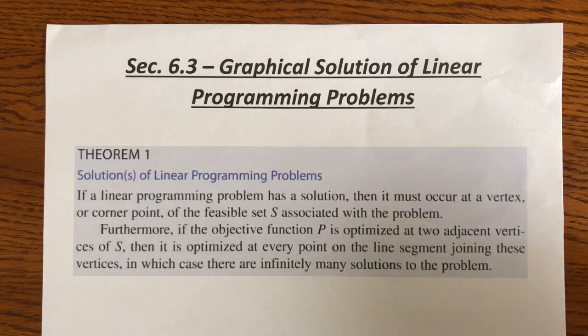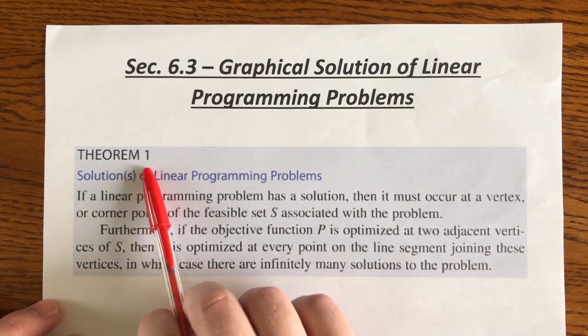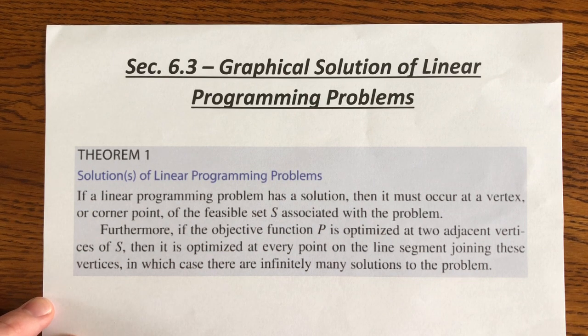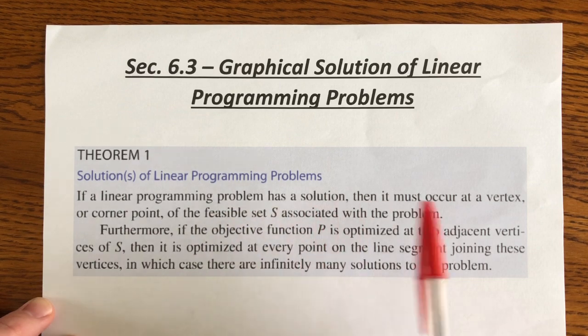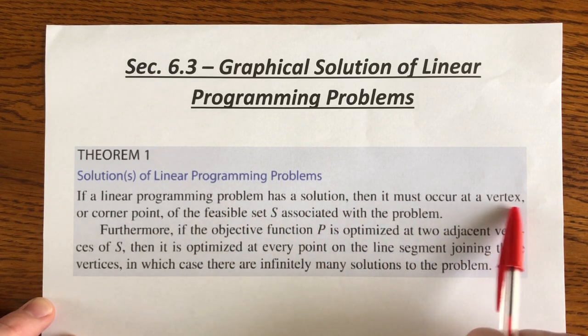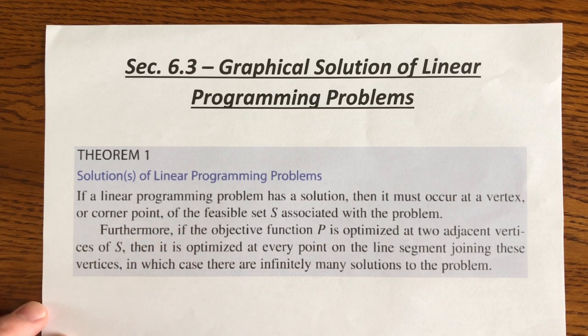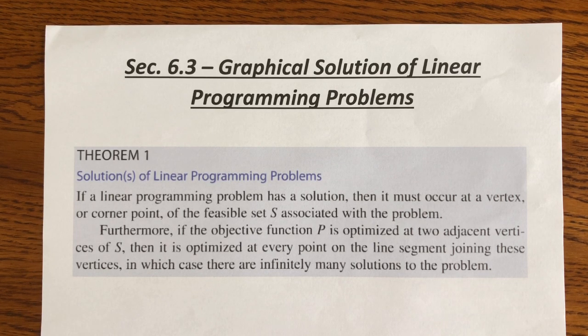Section 6.3, graphical solution of linear programming problems. Just want to highlight something here in the first theorem. Again, you should be looking at these notes. They are posted in the lessons section within Isidore. So theorem number one: if a linear programming problem has a solution, then it must occur at a vertex or corner point. We talked about that a little bit in section 6.1. In fact, a lot of this section will be based on what we have already discussed in section 6.1.